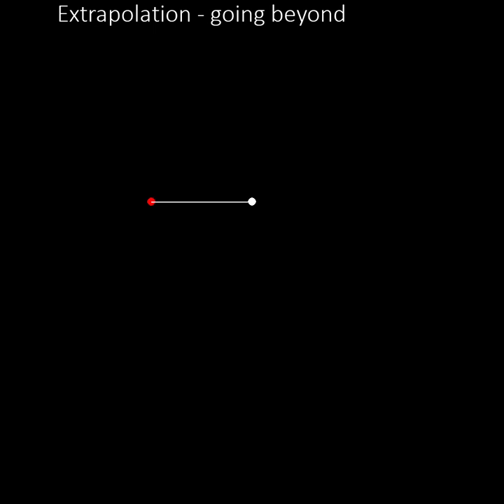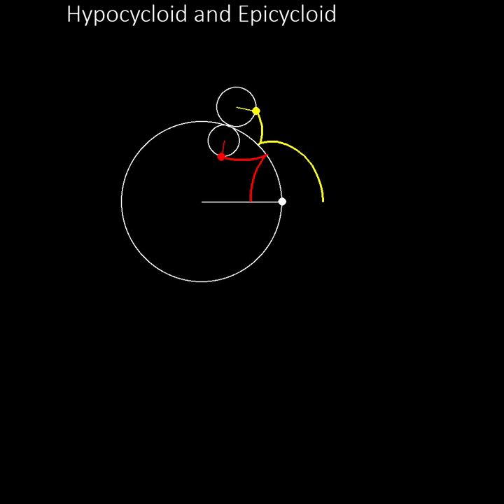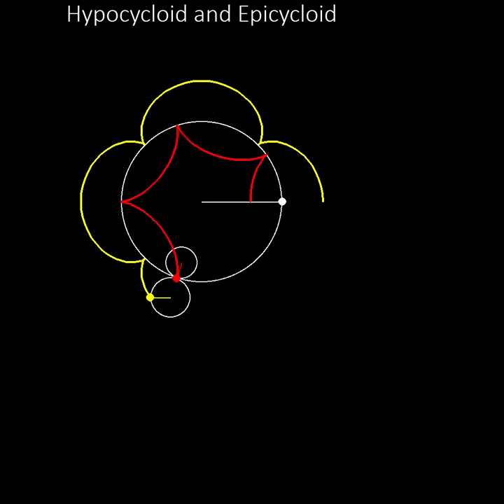But how can we interpolate or extrapolate using two curves? Here are a hypocycloid curve with ratio 5 to 1 in red, and an epicycloid curve with ratio 4 to 1 in yellow. These are very different curves, with different symmetries. One has 5-fold symmetry, the other has 4-fold symmetry. How can we create a third curve that is halfway between these two?